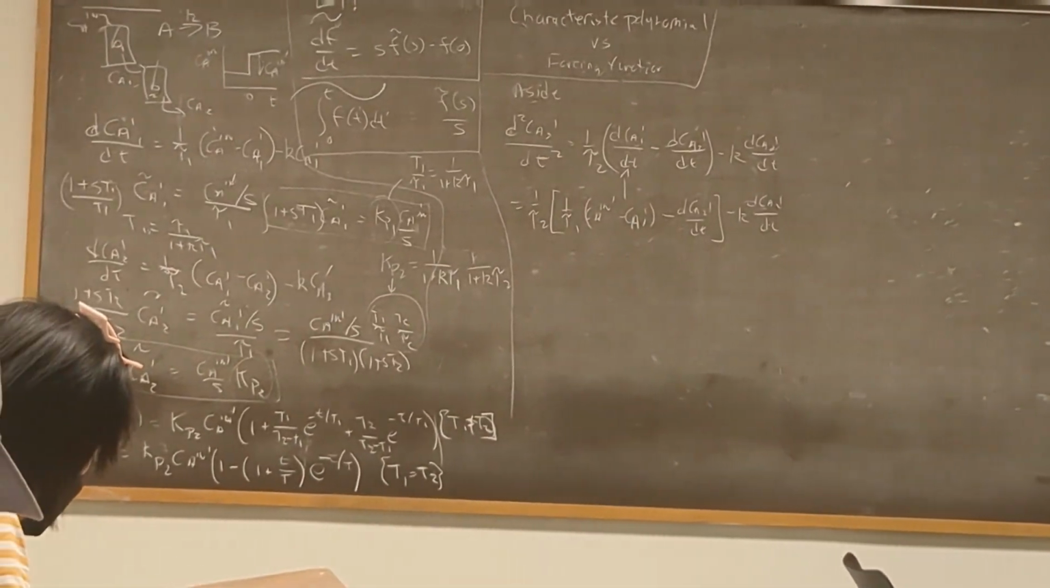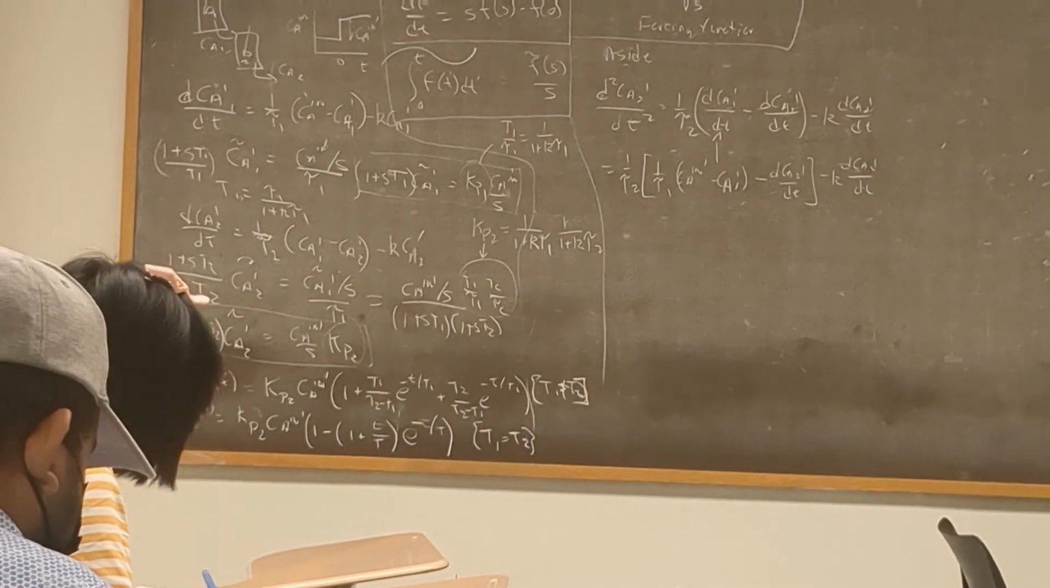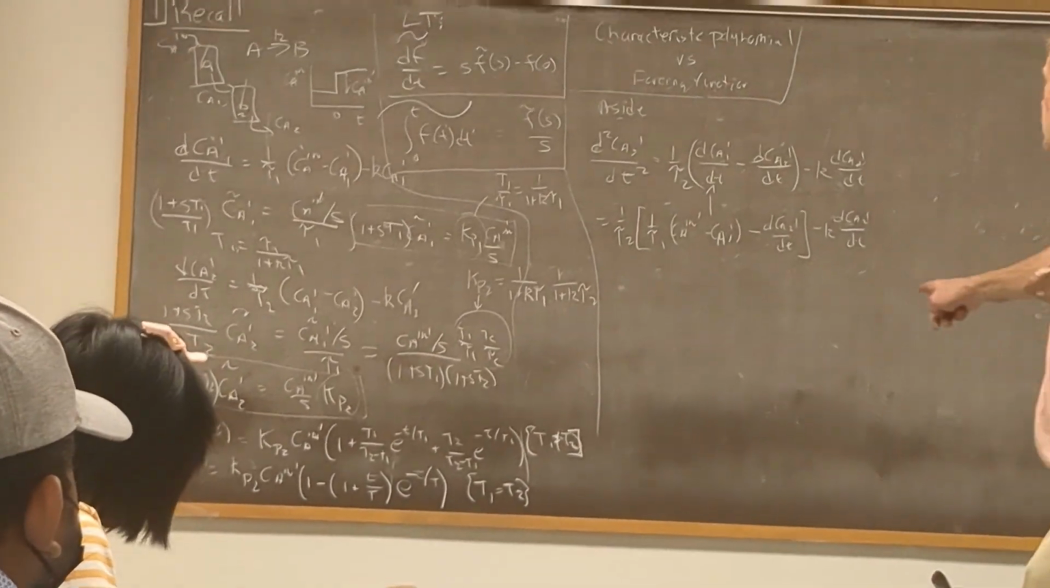for the very last line that you just wrote, are you ignoring the minus k CA? Why am I ignoring it? It's right here.